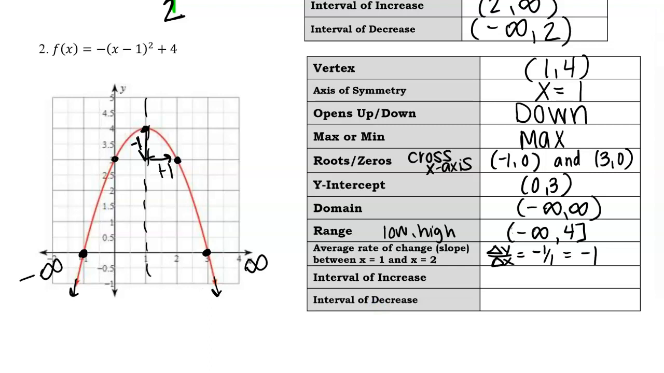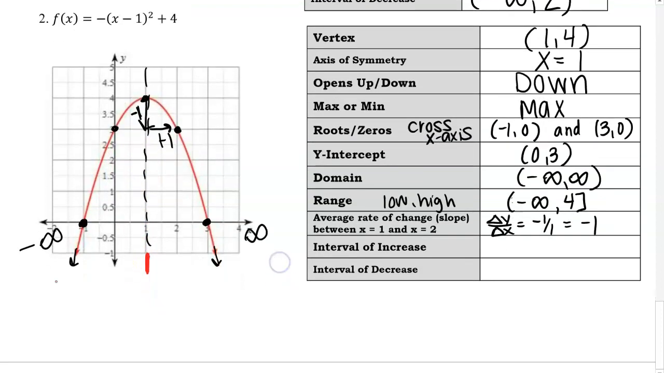When we do interval of increase and decrease, I really like to tell my students to write negative infinity on the left, 1 in the middle, and infinity on the right. So whatever the x value of the vertex is here. You have 2 options for intervals. This side of the graph is negative infinity until 1, and this one is 1 to infinity. So you just have to decide which one goes with increasing and which one goes with decreasing.